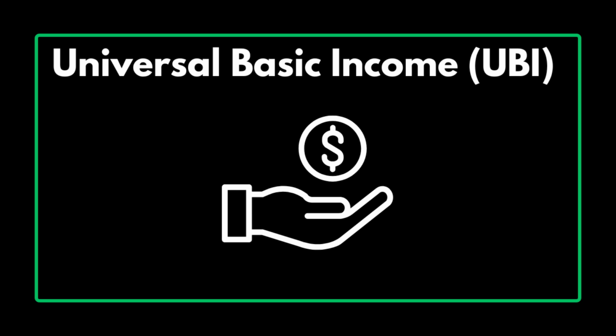Supporters of UBI argue that it can help reduce poverty, give people more freedom to choose jobs they enjoy, and provide security in times of economic uncertainty. They believe that as technology improves and more jobs are replaced by automation, UBI could help people survive without depending on traditional employment.